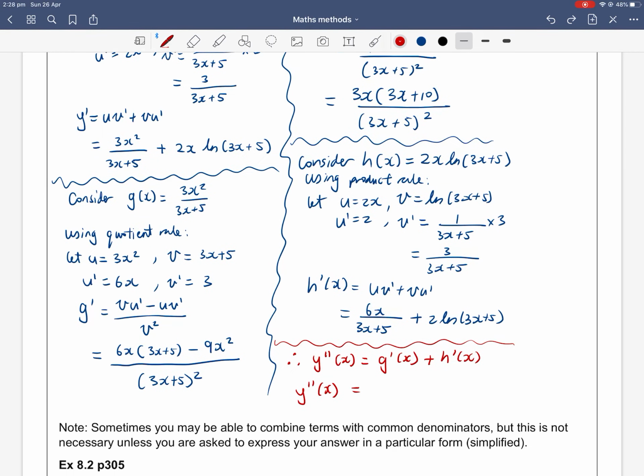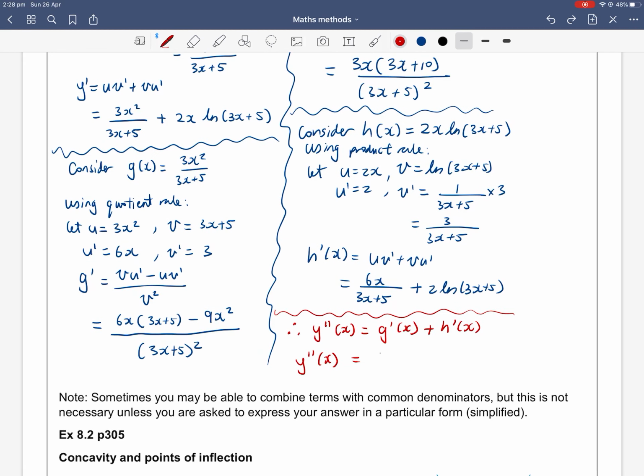Oh, that's not the simplified version. What was it? 3x outside of 3x plus 10 all over bracket 3x plus 5 squared. That's g dash, plus h dash, which is 6x over 3x plus 5 plus 2 ln of 3x plus 5.